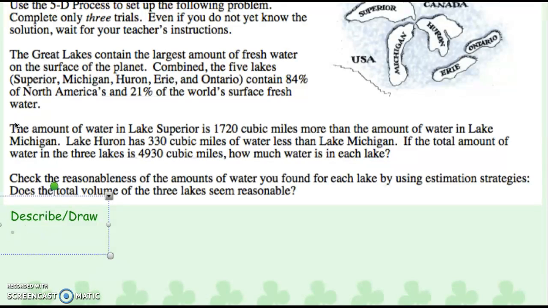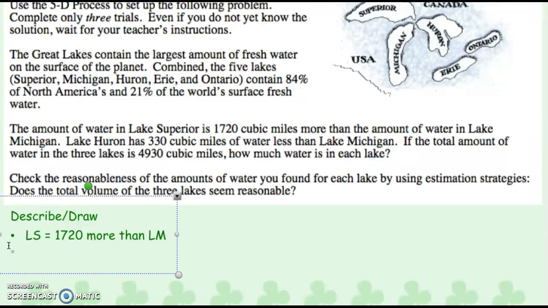So I'm going to go back to the first part of my problem here. The amount of water in Lake Superior is 1,720 cubic miles more than the amount of water in Lake Michigan. So I'm going to write Lake Superior, I'm just going to write LS equals 1,720 more than Lake Michigan. And I like to just abbreviate to make it simpler. You can write it out if you'd like to. Lake Huron, our next sentence, has 330 cubic miles of water less than Lake Michigan. So Lake Huron equals Lake Michigan minus 330 cubic miles.